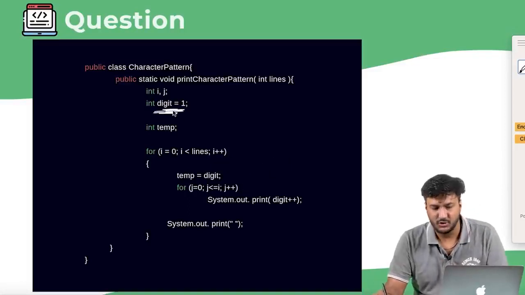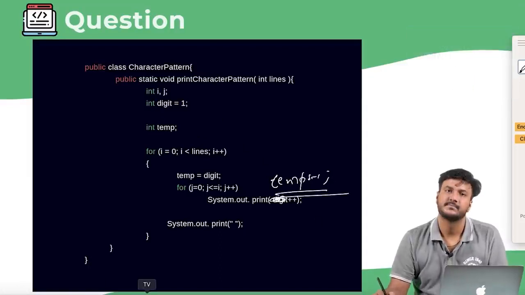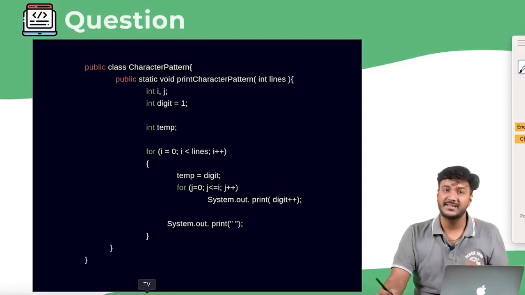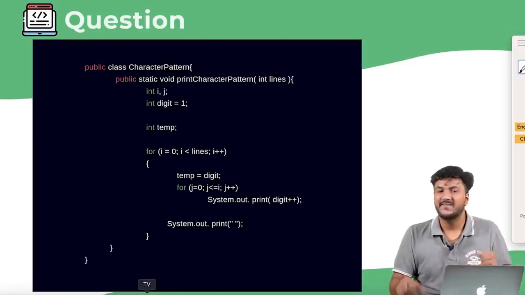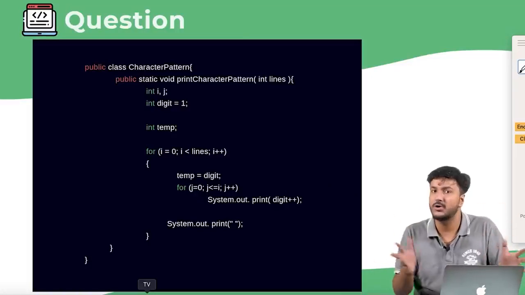Digit is equals to 1 is already assigned at the top. The only thing that you need to do is, rather than digit plus plus, you need to do temp plus plus, and that's done, right? But the point is, now when I've explained that, this seems easy, but I've seen people, when they give the exam, say, okay, I'm not able to understand it, I'm not able to get it.